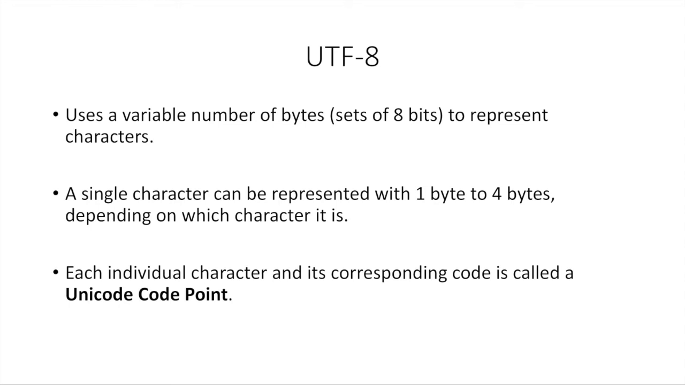So each individual character has a code, and that code is called a Unicode code, and when you put them together, they make what's called a Unicode code point, which is the character, like the symbol, plus the number that represents it. Now, that character can be represented with from 1 to 4 bytes, depending on which character it is.